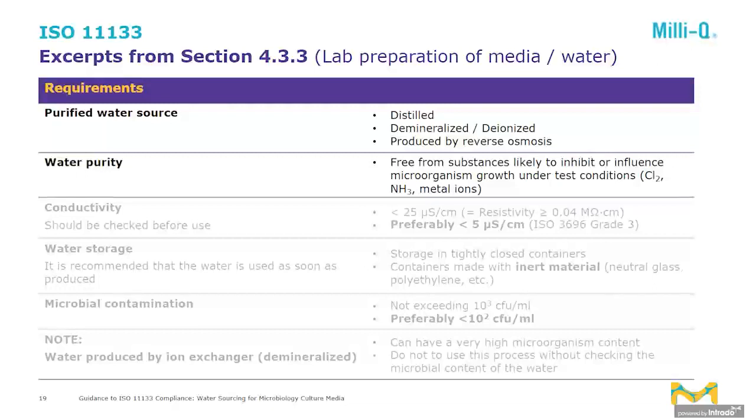Now, how purified should it be? So the standard says that the water should be free from substances that are likely to inhibit or influence the microorganism growth under the test conditions. So the main contaminants they mention is the presence of chlorine. Of course, you can well imagine that it will impact your microorganisms, but also ammonia and metal ions. Principally, heavy metals would be some contaminants to avoid for sure, as they may have an impact on microorganisms.